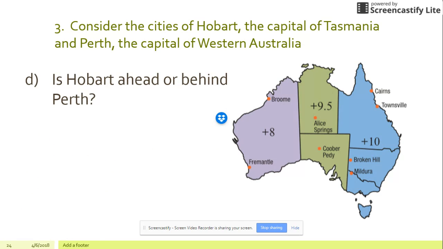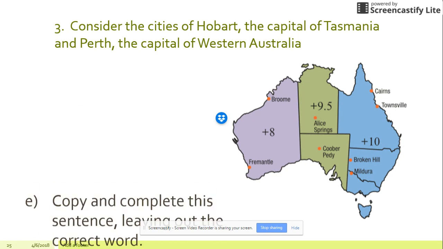Is Hobart ahead or behind Perth? So here we've got Perth, here we've got Hobart. Which one is ahead? Is Hobart ahead or behind Perth? It is ahead of Perth, okay? Because the sun will reach there first, so it's ahead of Perth.